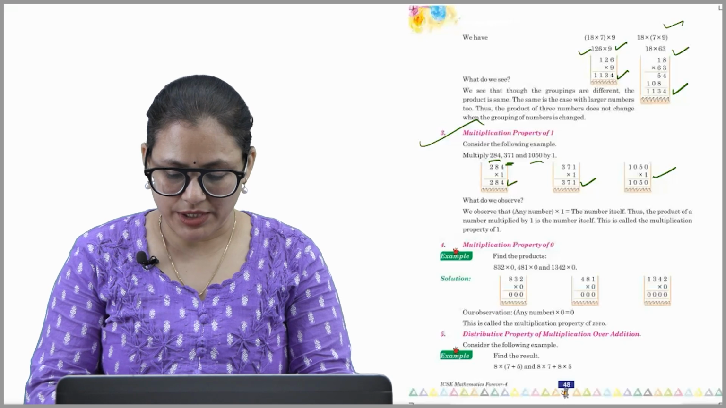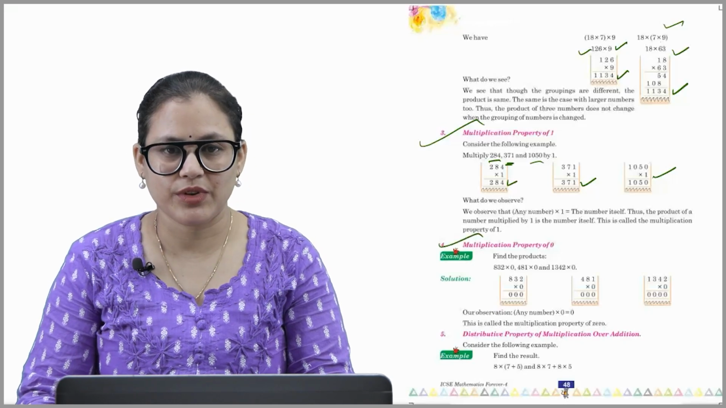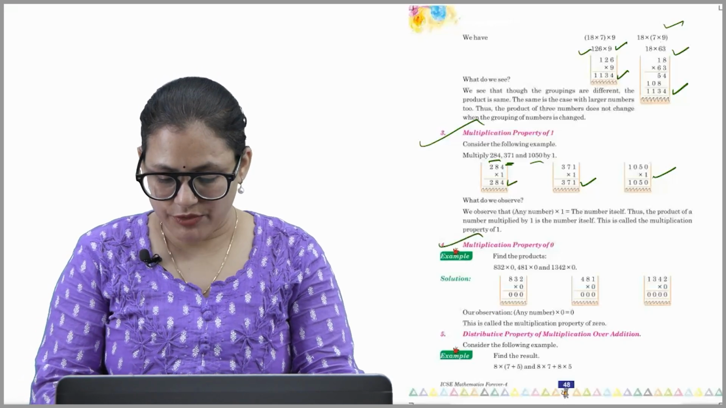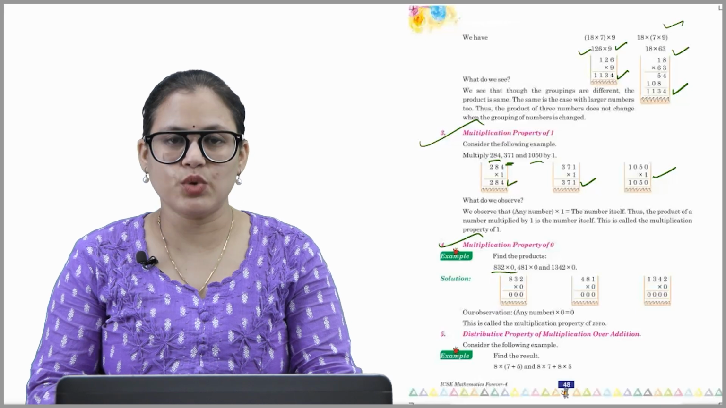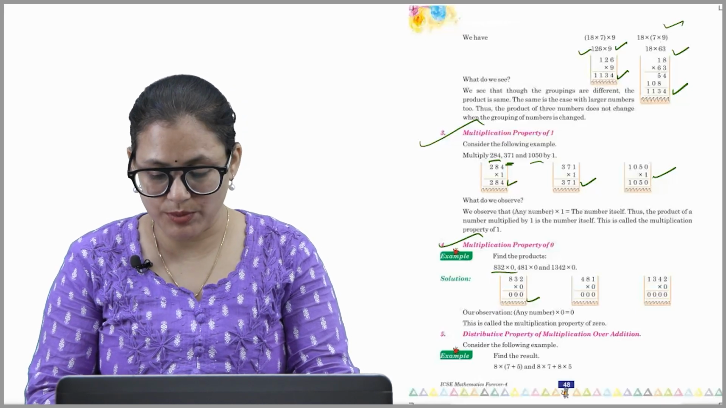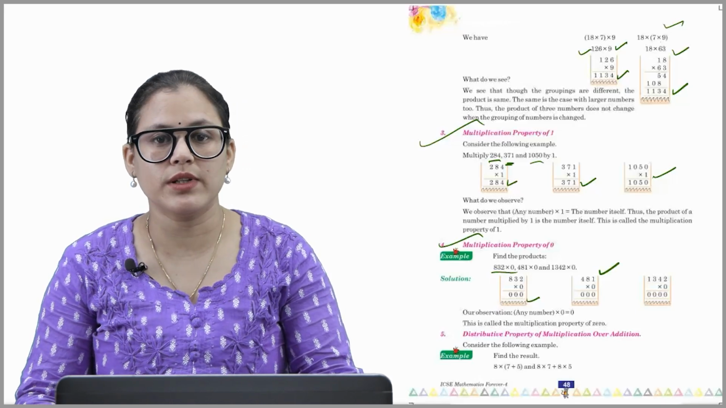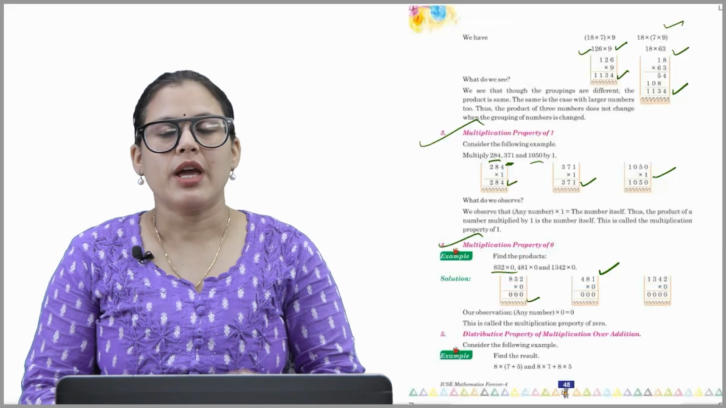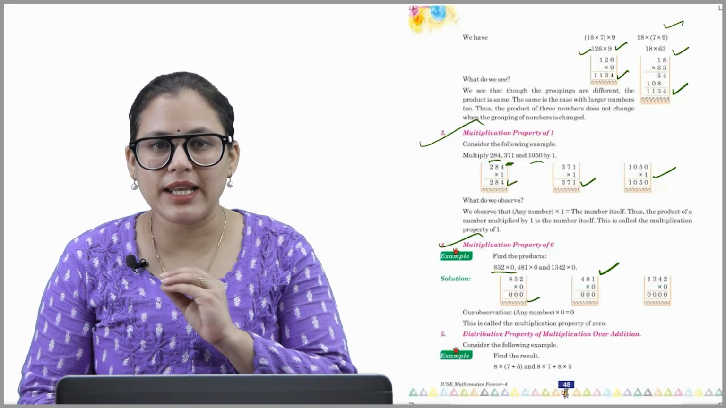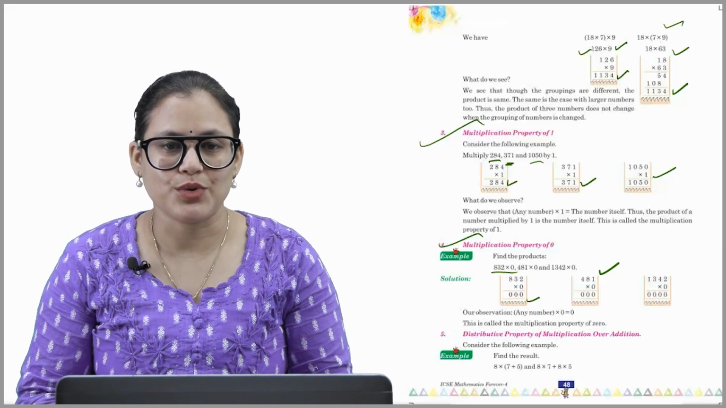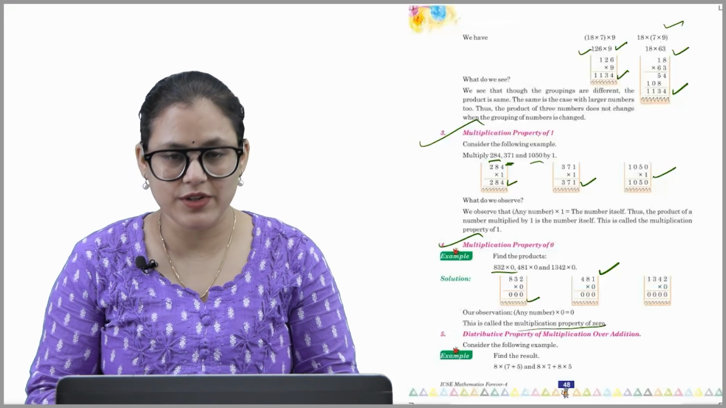Number 4, multiplication property of 0. See, find the products. If you multiply 832 by 0, you will get 0. If you multiply 481 by 0, you will get 0, okay. So any number, if you multiply it by 0, we will get 0. So this is called the multiplication property of 0.